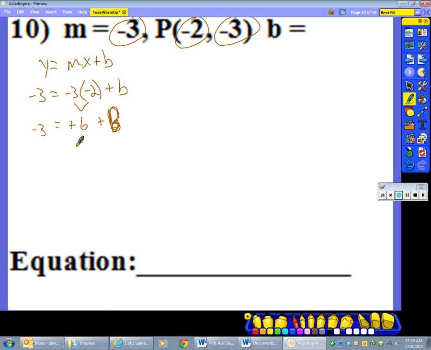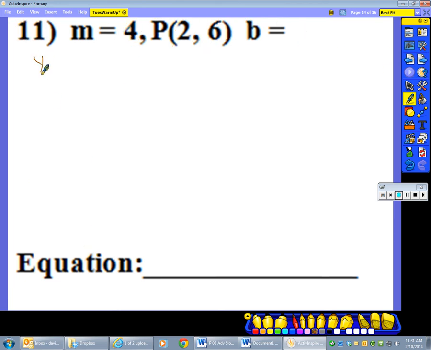Alright, so the inverse of a positive 6 is a negative 6. So I'm going to subtract 6 from both sides. And so now b equals a negative 9. Like math professors everywhere are like, what is he doing? An uppercase b. Anyway, you get the idea. Alright, so my y-intercept is negative 9. Alright, so my equation is y equals negative 3x. So I'm getting my slope right there. That's a negative 3. And then my y-intercept is negative 9. Got that right there.